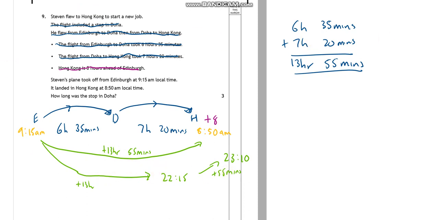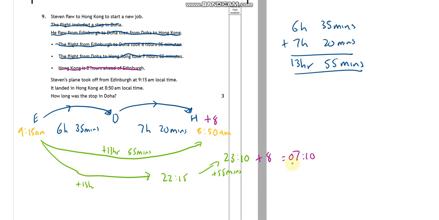So we should have arrived in Hong Kong at 23:10 Edinburgh time. However, they are also 8 hours ahead of us, so we need to add on 8 hours. So that's going to give me 7:10, and I'll just keep this in 24-hour time as well. So we should get there 7:10 in the morning. Now, that doesn't quite match up with what's there. We're very close. They're 8:50 AM, we're 7:10 AM. So how long was he stopping here for? It must have been the difference in these two times, which is 1 hour and 40.